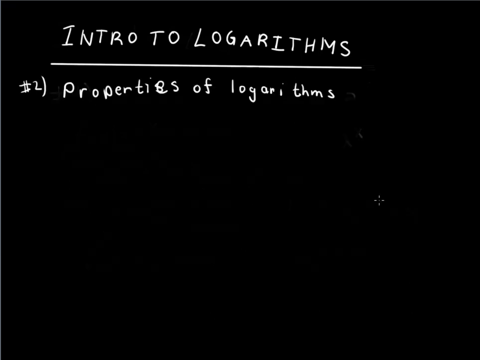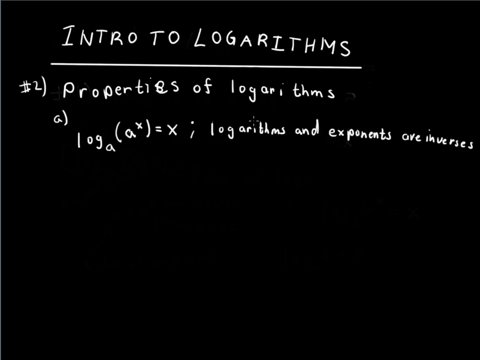Now we have to learn about the properties of logarithms, like how we can manipulate these logarithms with certain rules. The first and most important rule is that if you take log base a of a to the power x, it's always going to be equal to x. In words, this means that logarithms and exponents, if they have the same base, are inverses.